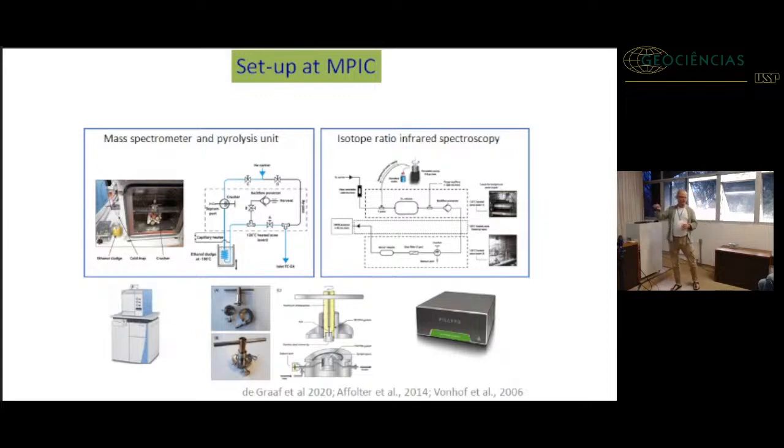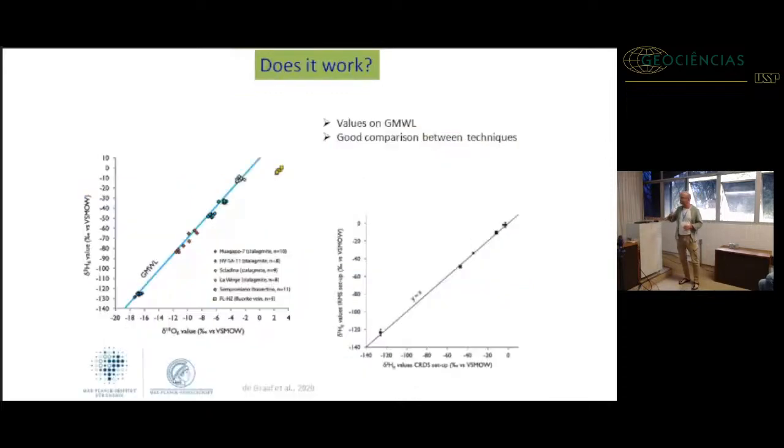And the Picarro is more or less where we're moving to, because that seems to be the thing that currently produces the best data, right? So we had a comparison of the two systems in our lab by Stefan de Graaf in 2020. He ran samples on both of these systems, and you get very boring pictures from that.